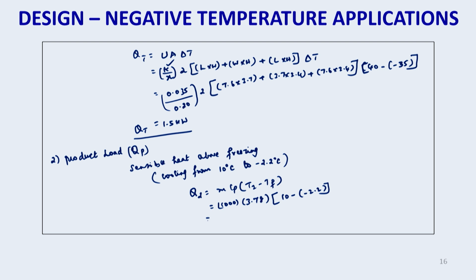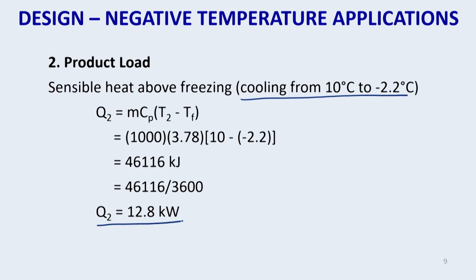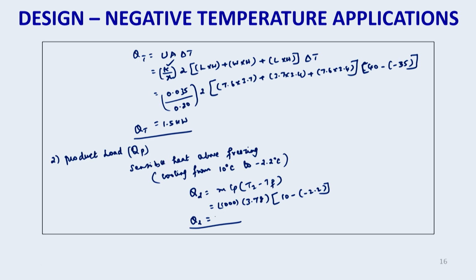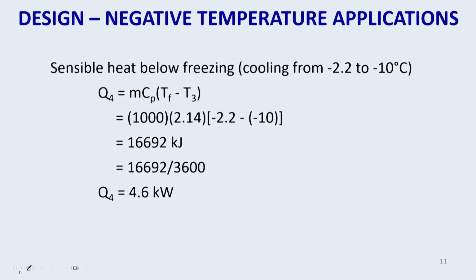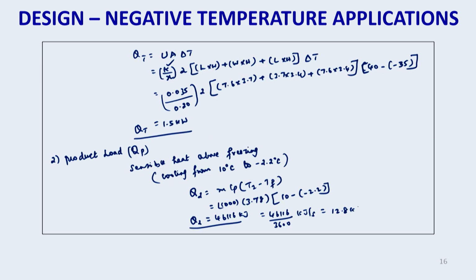So when we calculate, we get Q2 equal to 12.8 kilowatt. You will get it in kilojoules first: 46116 kilojoule, divided by 3600 will give kilojoules per second, which is equal to 12.8 kilowatt. So this is Q2.